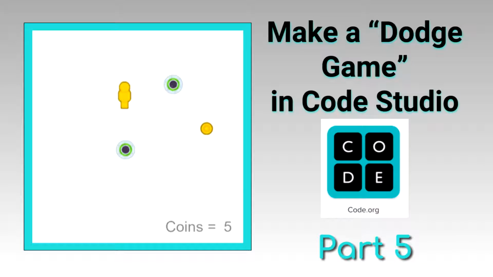It's part 5 of our Game Lab tutorial. In this video, we're going to finish all the functionality for our coin so that it behaves exactly how we want. It'll move to a new location when we pick it up, and we're going to be able to see on the screen how many coins we have collected so far.